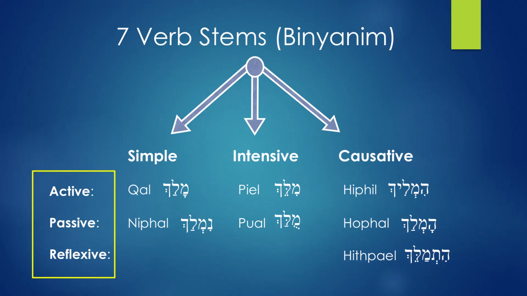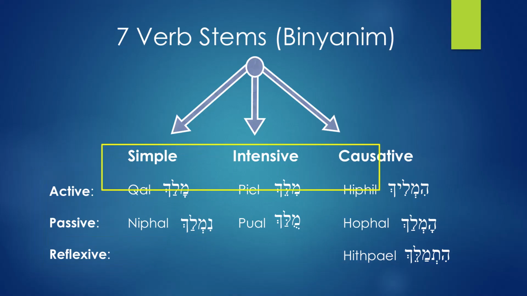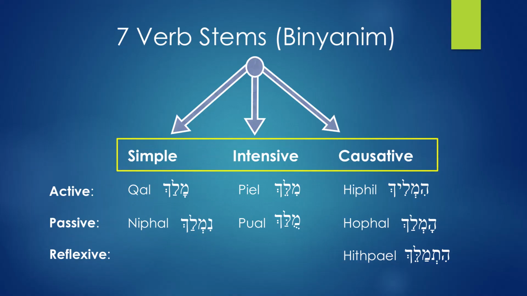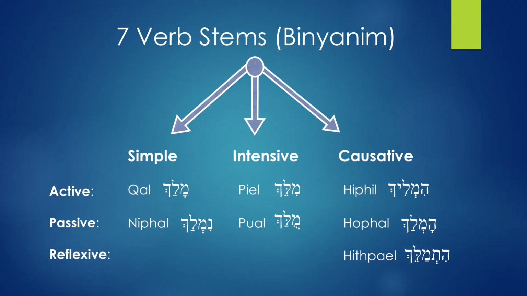So the binyan defines whether the verb is active, passive, or reflexive. And also it tells us the kind of action, the type of action, whether the action is simple, intensive, or causative. So on top here we have the kind of action: simple, intensive, causative. On the side, we have the voice: active, passive, reflexive. Let's look at what this all means. So we have the 7 stems. We have the Qal, Piel, Hifil, Nifal, Pual, Hofal, and Hitpael. These are the 7 stems in Hebrew.